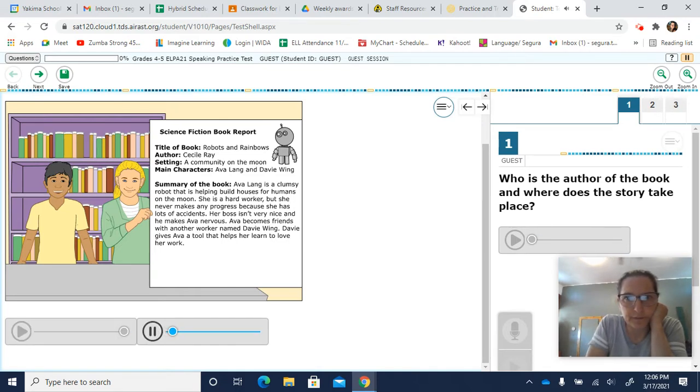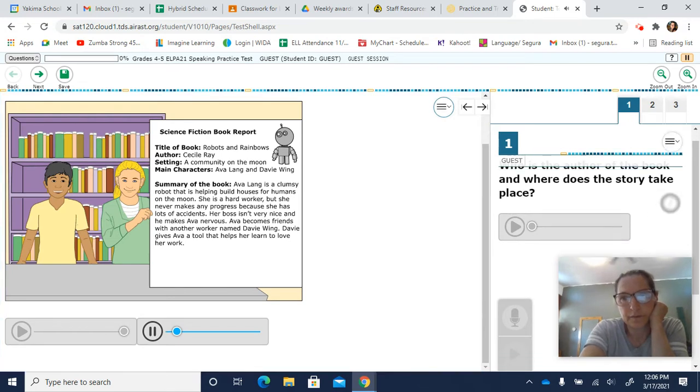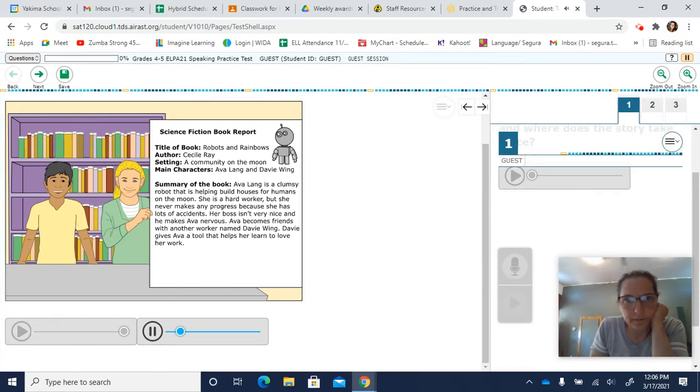This is my science fiction book report. The title of the book is Robots and Rainbows. The author is Cecile Ray. The setting is a community on the moon. The main characters are Ava Lang and Davy Wing.